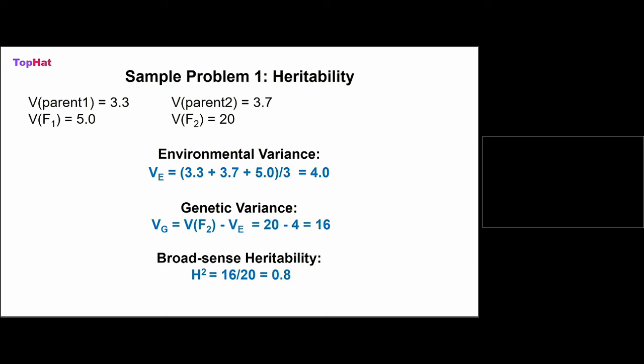So we can do this in a slightly different manner. We still want to calculate our broad sense heritability, but there's a different way to do it if we have a large population and we're trying to see what happens if we select for a particular phenotype.